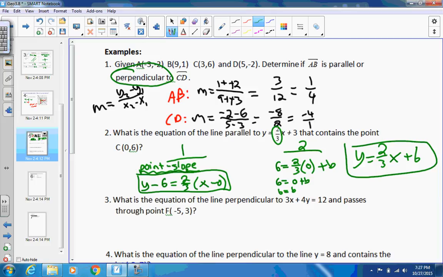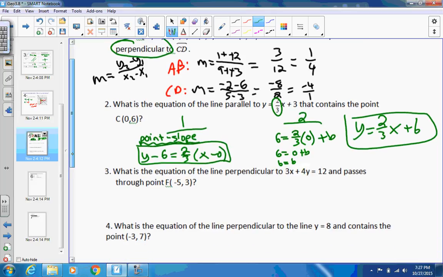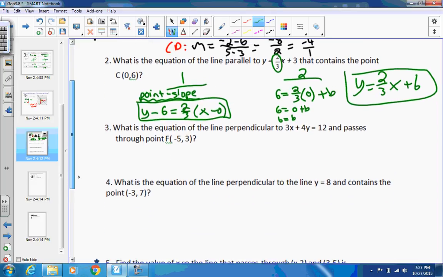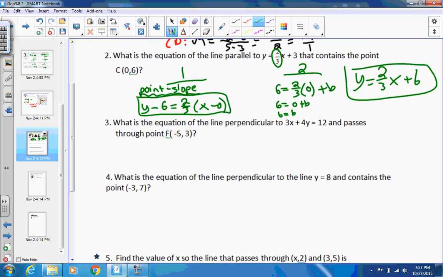So just take a look again. If you're confused with that, look through it again, see exactly what we did. Using 2 different ways, using the point slope form or using slope intercept form, you can figure out the equation of the line parallel to that. Number 3 is similar but a little bit different. It says, what is the equation of the line perpendicular to 3x plus 4y equals 12 and passes through that point? So you're going to have to find the slope first, no matter what.